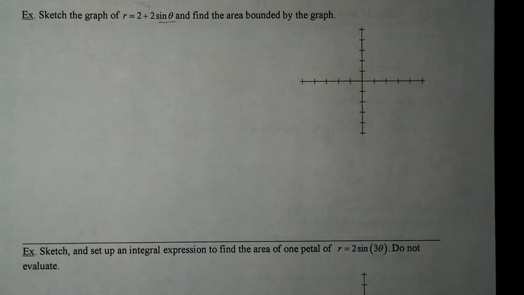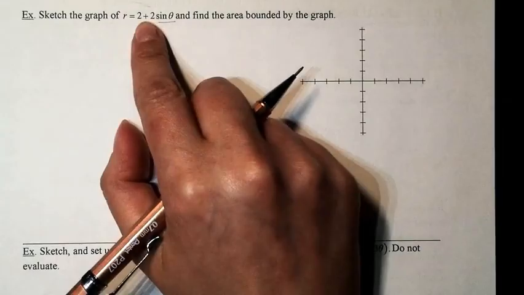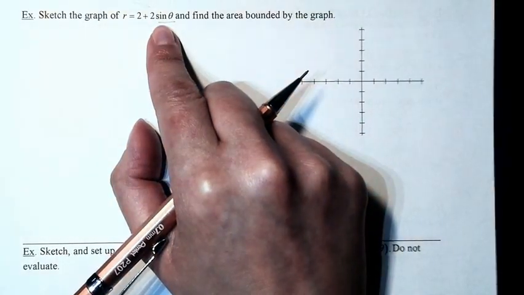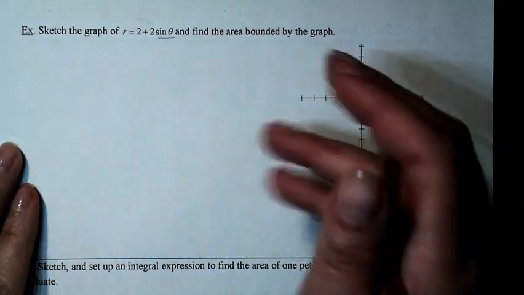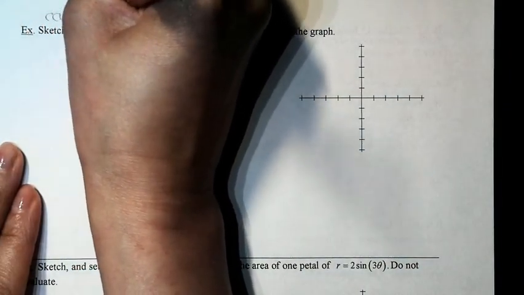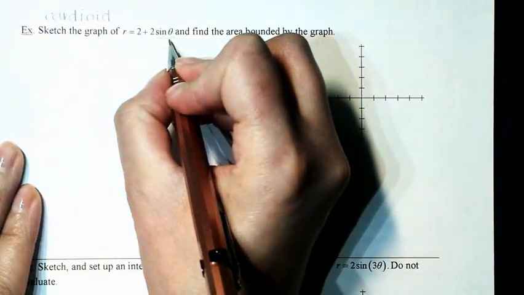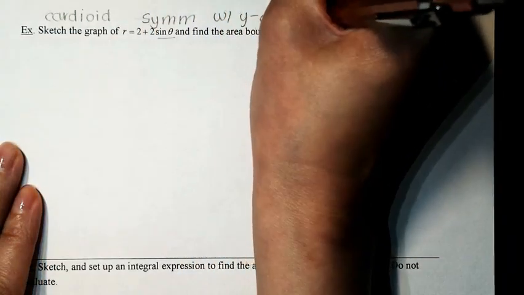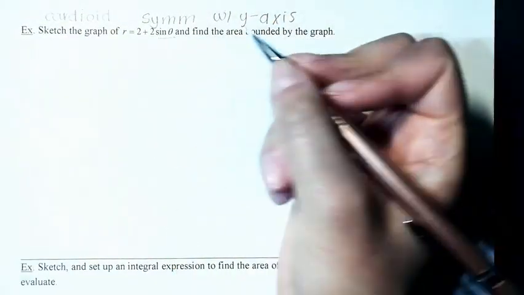Okay, now let's apply the formula. They are asking you to sketch the graph of r equals 2 plus 2 sine theta and find the area bounded by the graph. So the first thing that we need to recognize here is that you have a cardioid. You know this from pre-calculus. Even though we don't need to know the name, I'm going to write it so you can recall it. Okay, cardioid. And we can see that it's symmetric with respect to the y-axis, because it's a sine function.